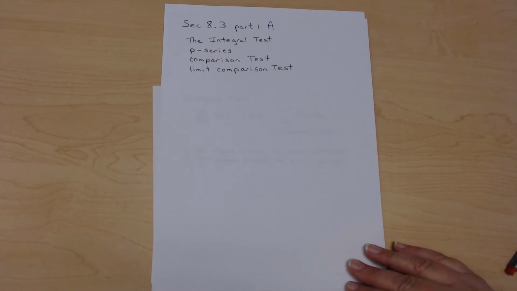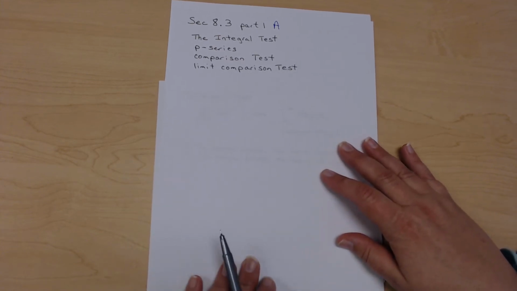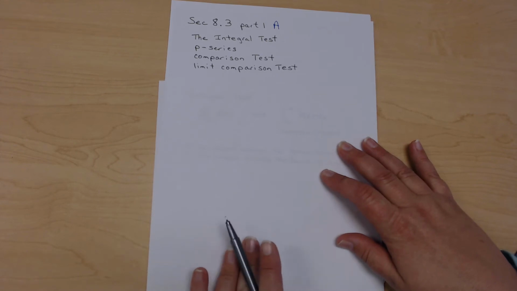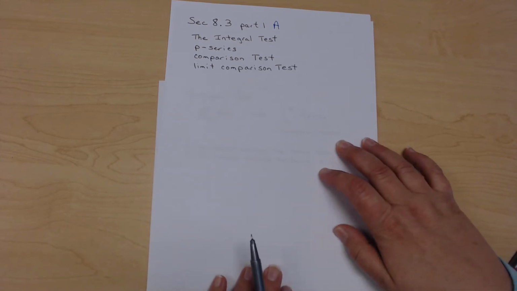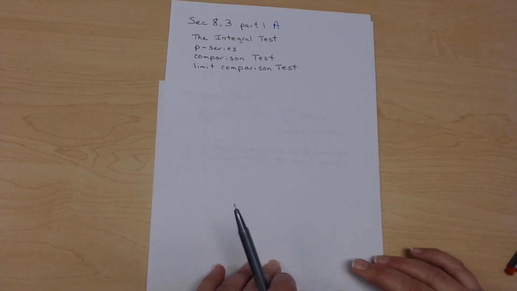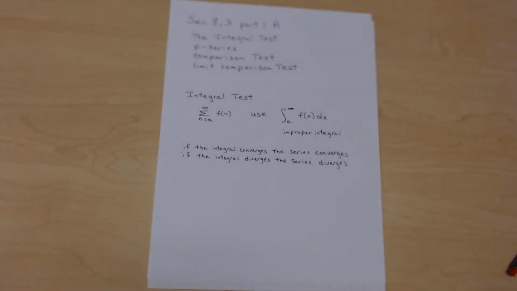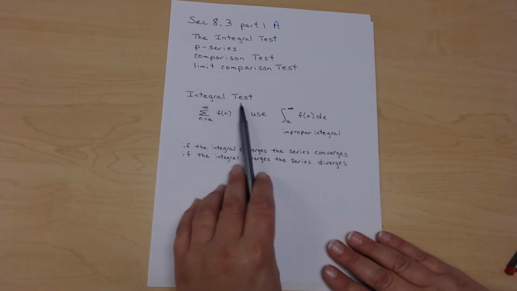Did I show this already? 4 more tests. We got the integral test, the p-series comparison test, and limit comparison test, if we didn't have enough. And then 8.4 is even more tests. Okay, but we'll get through it. Don't panic. Okay, so let's take a look at one at a time. We're going to do the integral test.